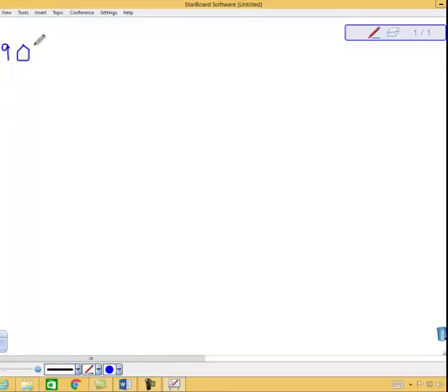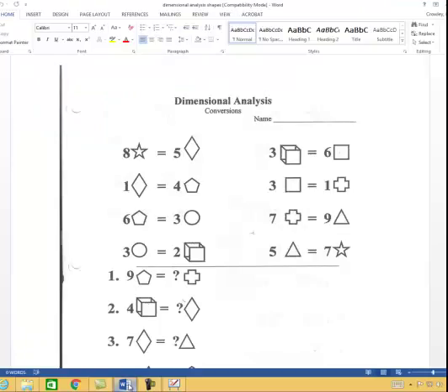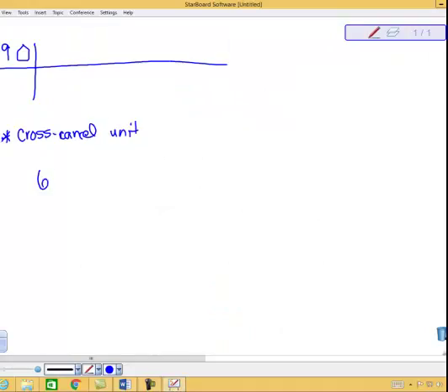Alright, so the way dimensional analysis works, you have one rule. You have to cross-cancel the unit. So if you can just remember this one rule, you'll be set. Cross-cancel your unit. Alright, so the conversion factor that I found on the page was 6 pentagons is equal to 3 circles.